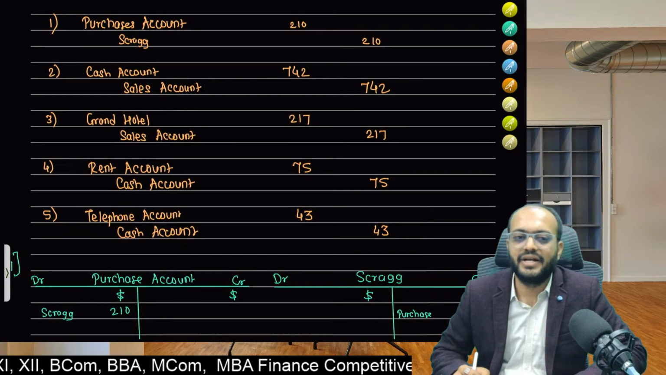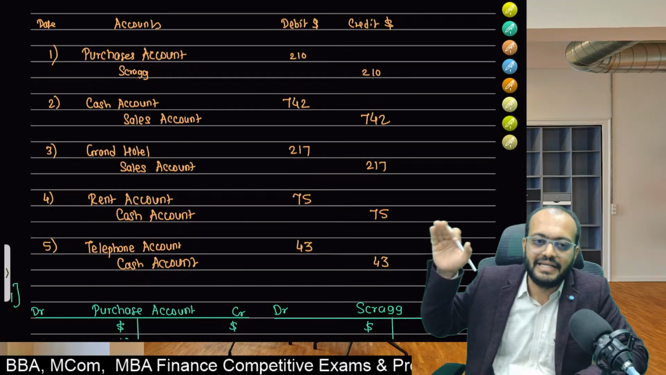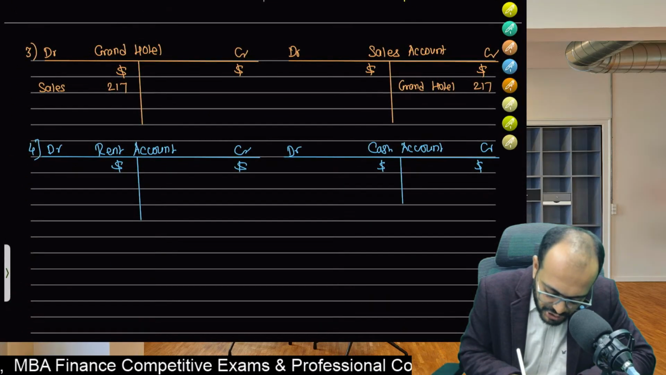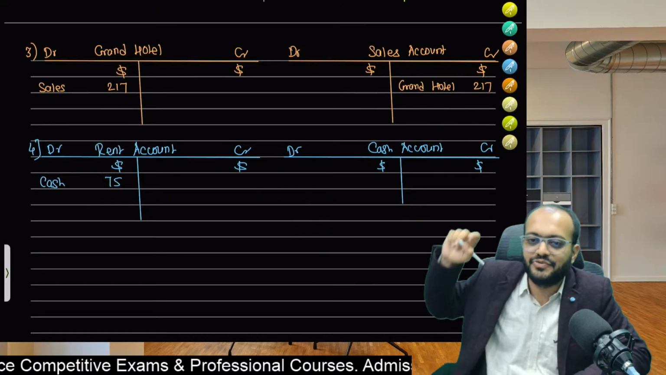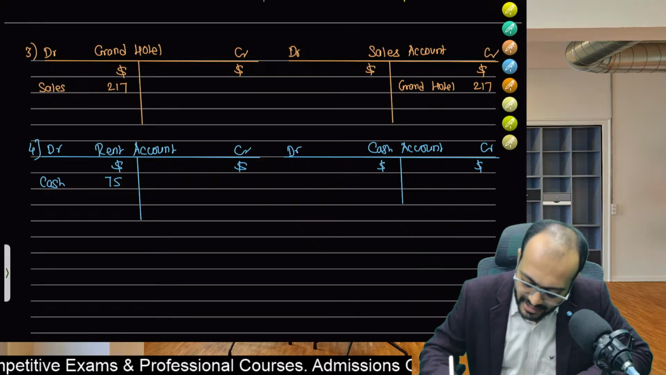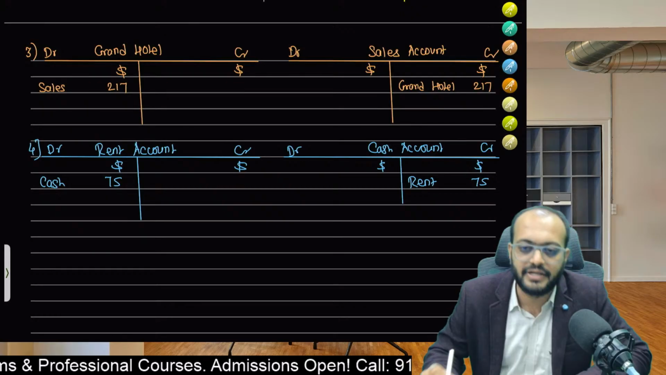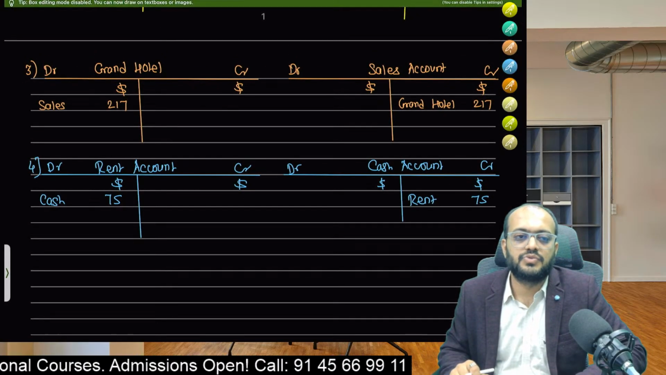Right now, rent account is debited. So in the debit side of rent account, we have to write the name of the account which is credited, cash account, and amount is 75. So here we'll write cash 75, and cash account is credited. So we'll go to the credit side of cash and write the name of the account which is debited, which is rent, and amount is $75. Okay, this one is fourth.